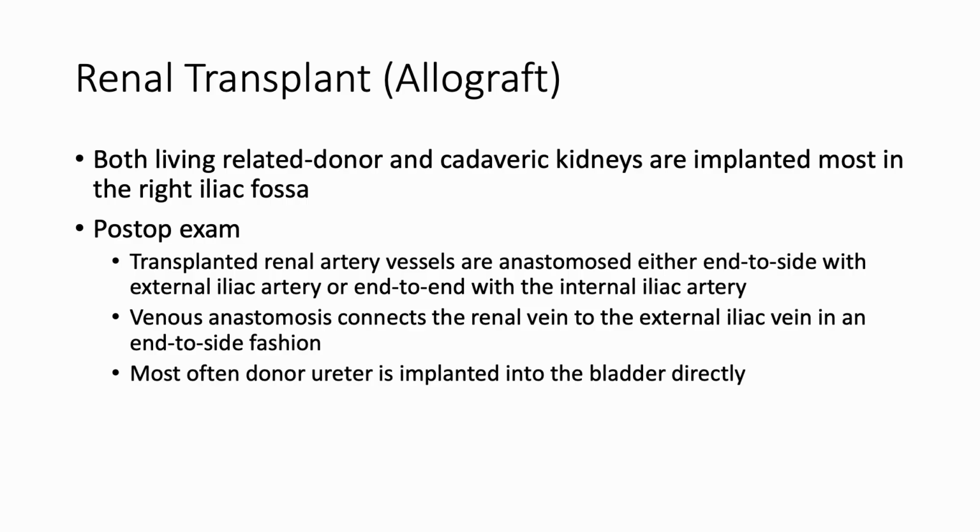And again, I think the only place we're going to see this will be UK. Post-op exam, the transplanted renal artery vessels are anastomosed either end to side with the external iliac artery or end to end with the internal iliac artery. Venous anastomosis connects the renal vein to the external iliac vein in end to side fashion. Most often, the donor ureter is implanted into the bladder directly.